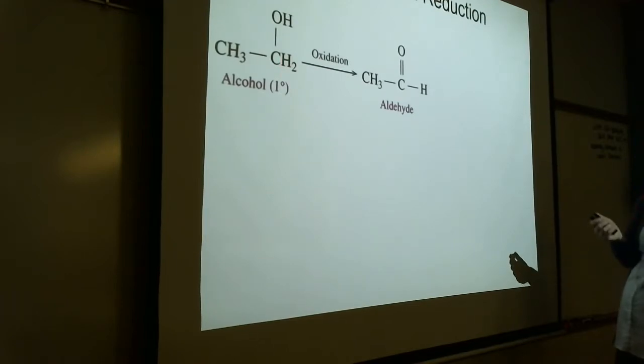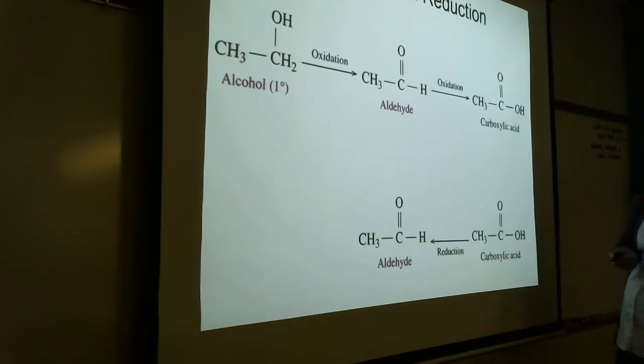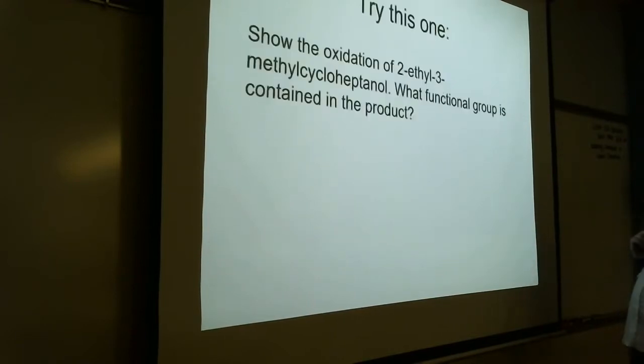This is what we're doing right now. Another reaction we'll do in aldehydes is we can further oxidize those aldehydes into carboxylic acids, and then we can go all the way back to our alcohol again, right? So we're just doing this piece right now. We can further oxidize it, and then when we do reduction, we can go this direction. So why don't you try this one? Show the oxidation of 2-ethyl-3-methylcyclohexanol. Since you don't know how to name it yet, just identify what functional group is in your product.